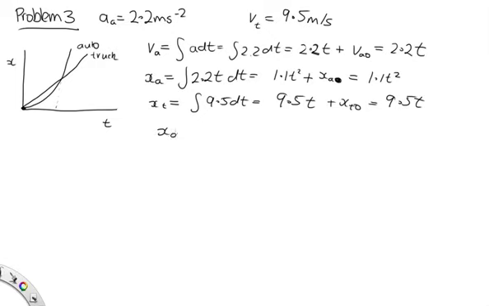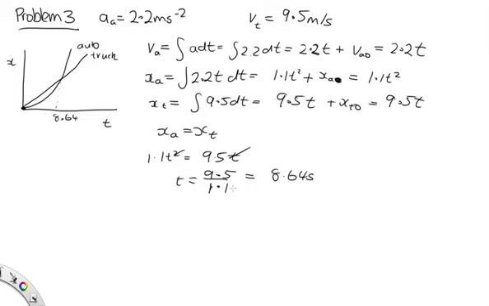So now we've got an expression for the position of the automobile and the position of the truck. When they're at the same position is when they're going to overtake the second time. So we can put 1.1 t squared equal to 9.5 t, cancel a t from each side, and that tells us t is equal to 9.5 over 1.1, which on the calculator gives us 8.64 seconds. Now the question didn't ask us what time did the automobile overtake the truck.